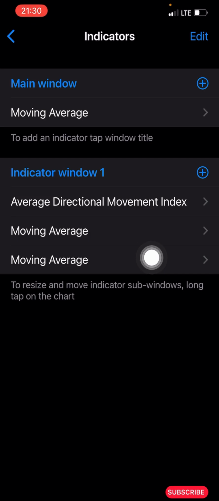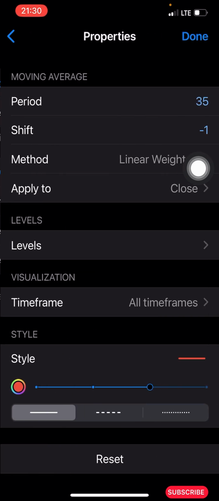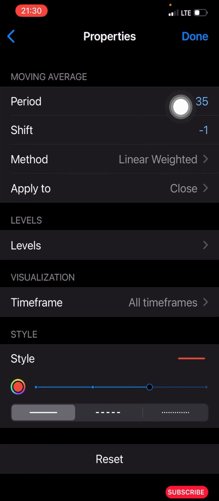Now the last one here, you click on this plus icon again, and then you search for your moving average. The period is 35, shift is -1, method is linear weighted, apply to is close, level you leave as it is, time frame is all time frame, the style you make it color red, 3 pixel, and you click on done.